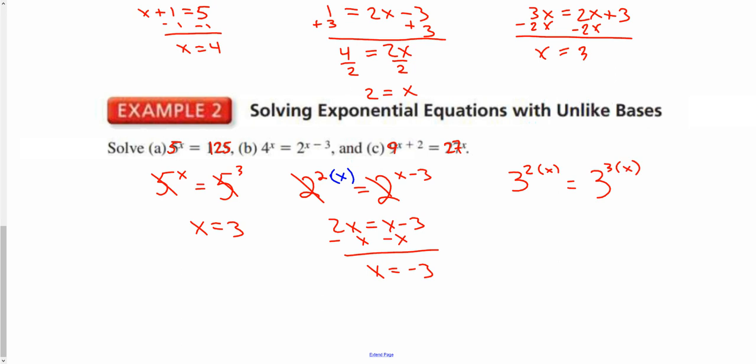Is it usually up to x plus 2? Don't tell me how to live my life. Just kidding. Thank you. This is supposed to be 3 squared, and then this is x plus 2.